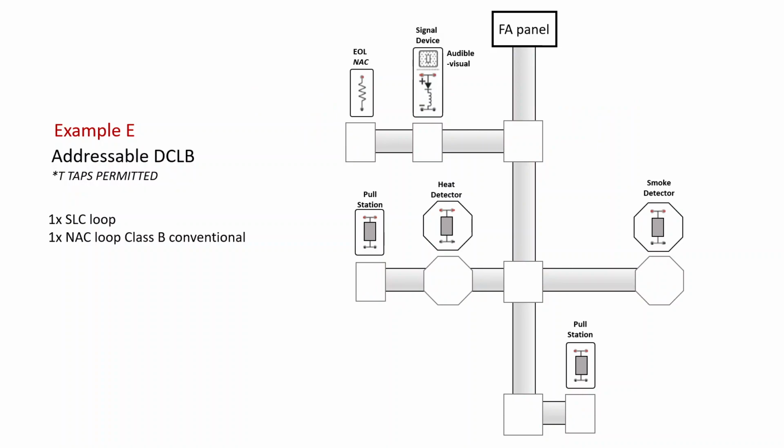Example E is exactly the same, but now it's an addressable DCLB with T-taps permitted. So let's see how that changes things. The NAC loop is still going to remain at single conductor 14 gauge wires or larger for the installation of my signaling device, but the FAS cable I'm now going to do a little bit different.